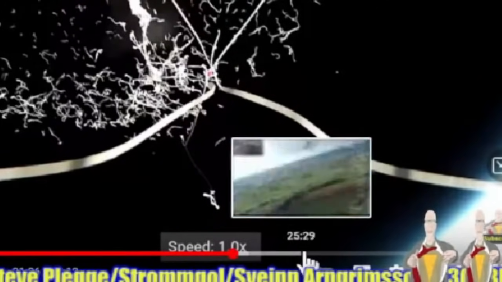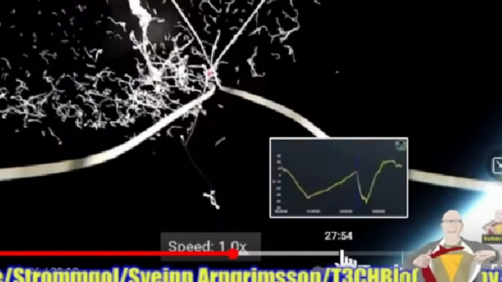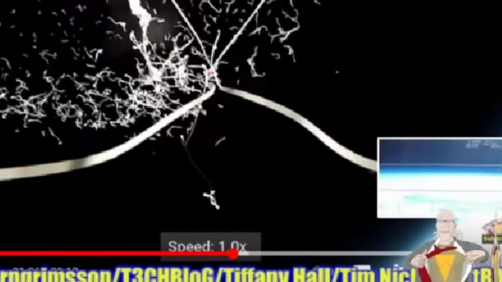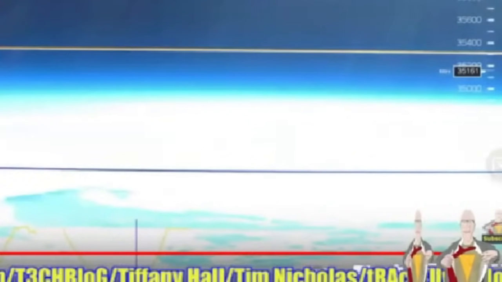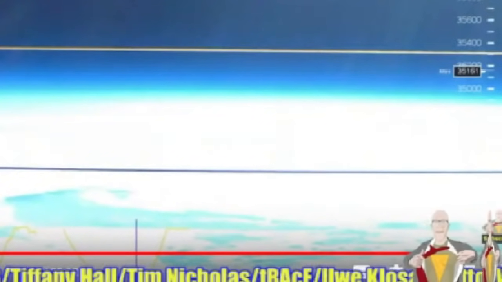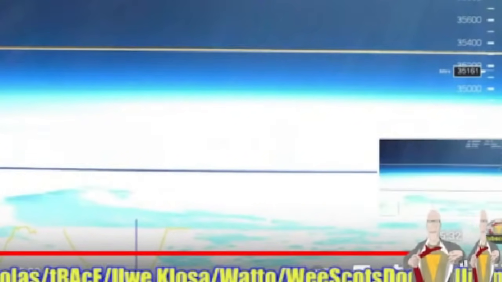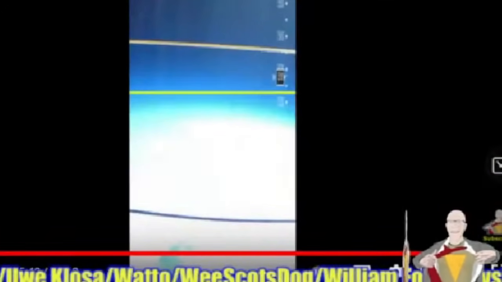So if I jump forward to 35:13, we see the best shot we got when we were up there, which was this. Between those two lines, which are strings that are held taut, you can see the curve of the Earth, which is exactly what we were going up there to look for. And we compressed it left to right.